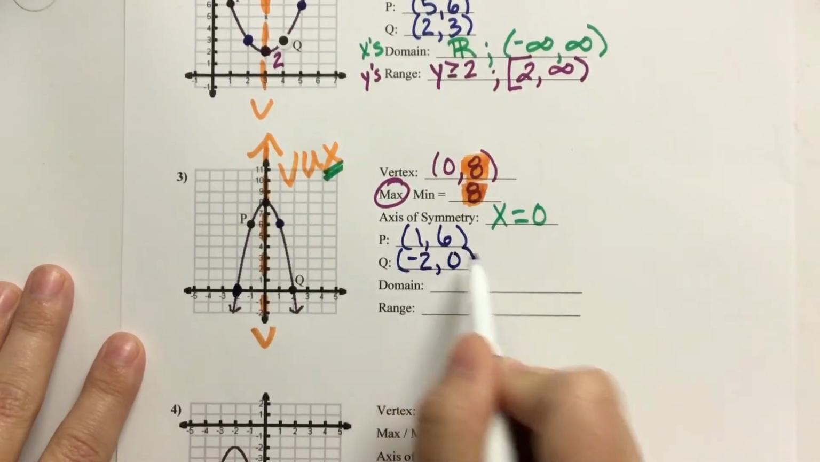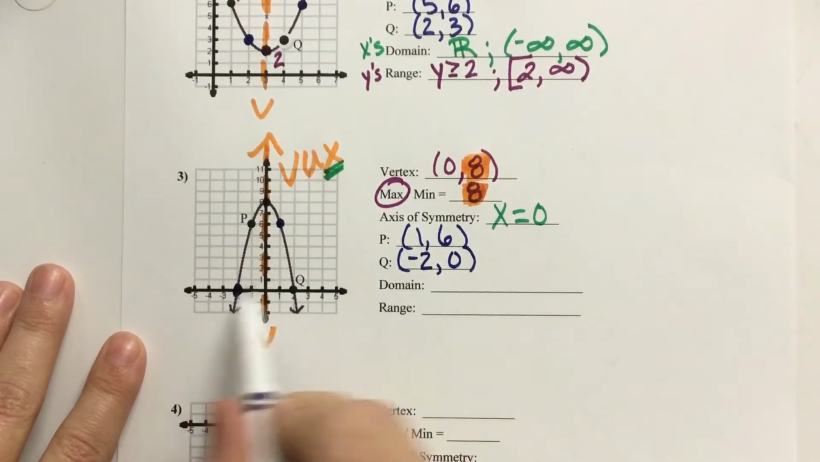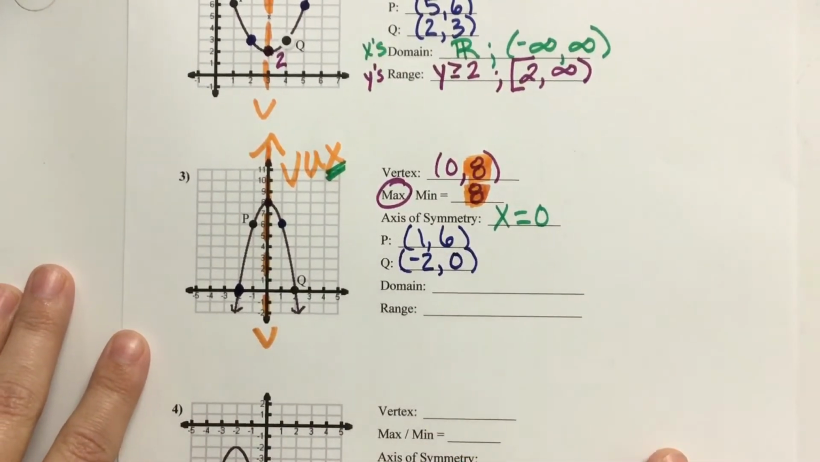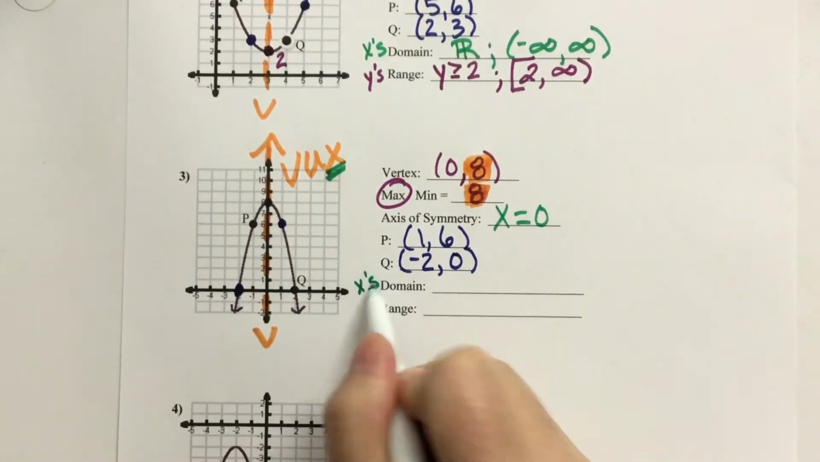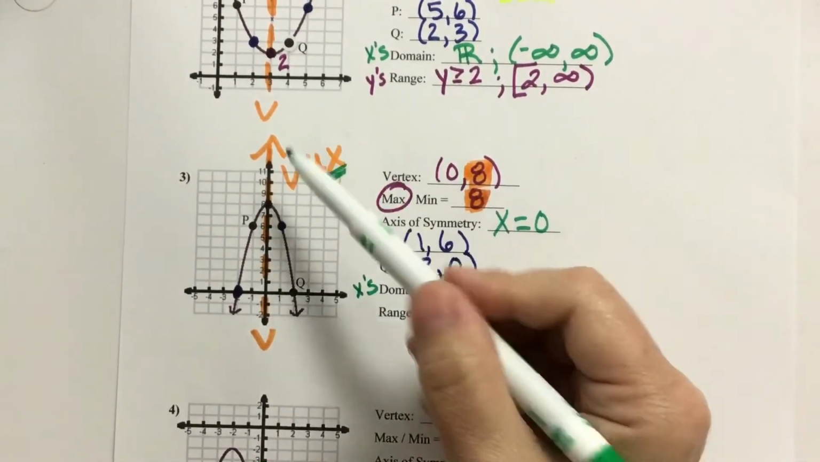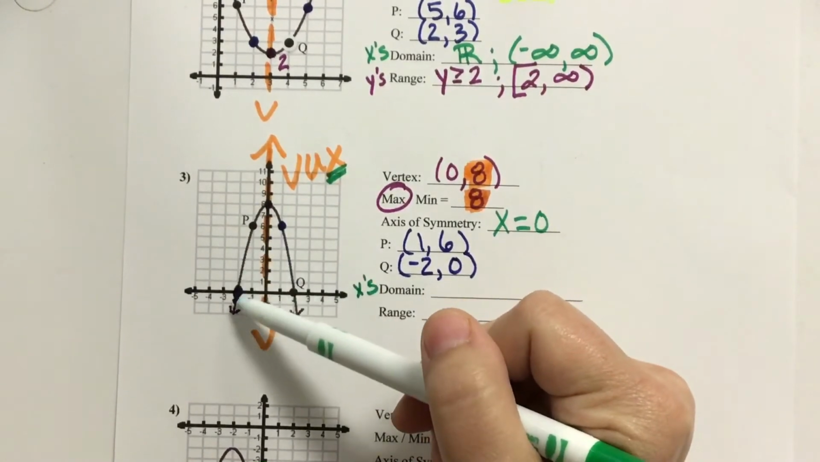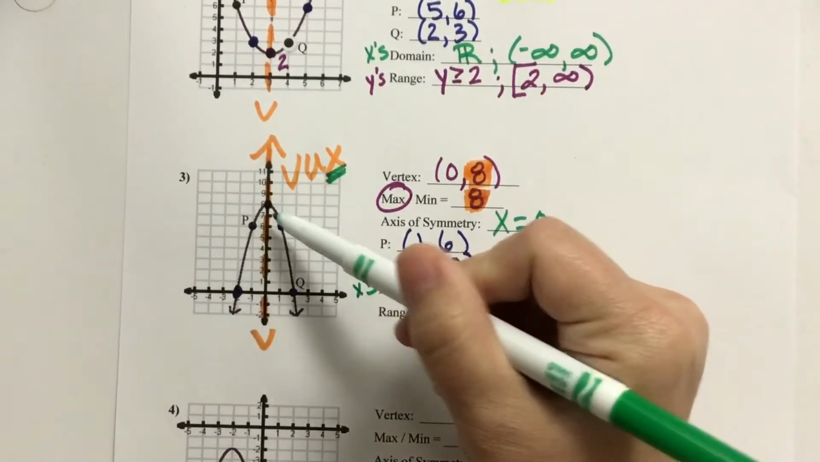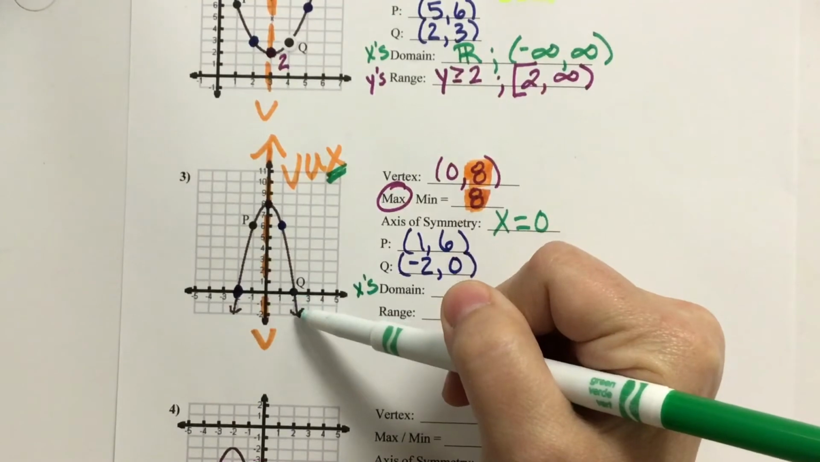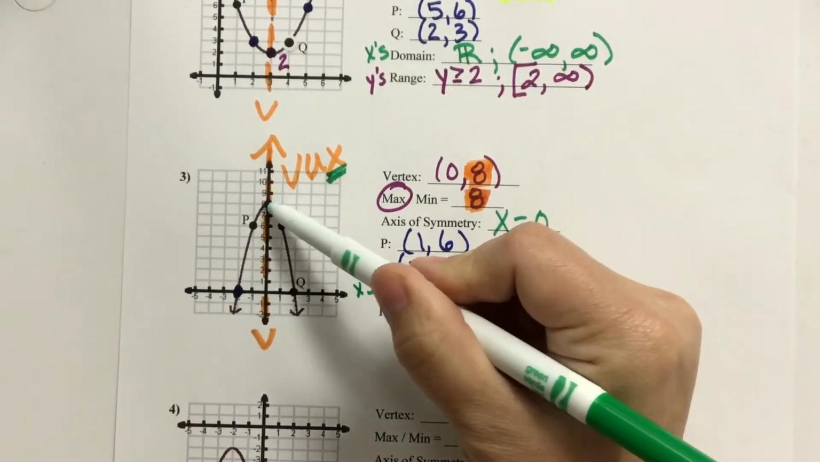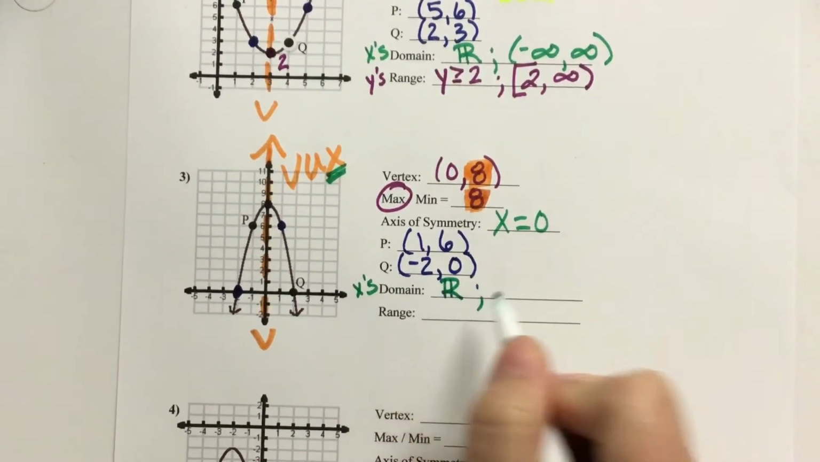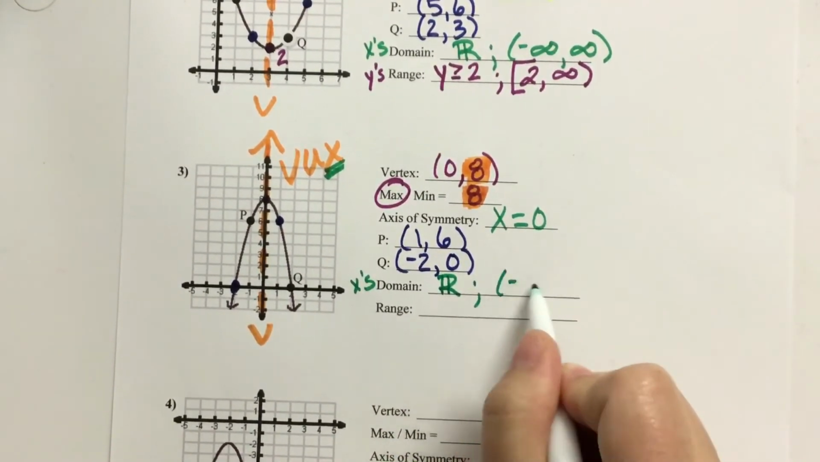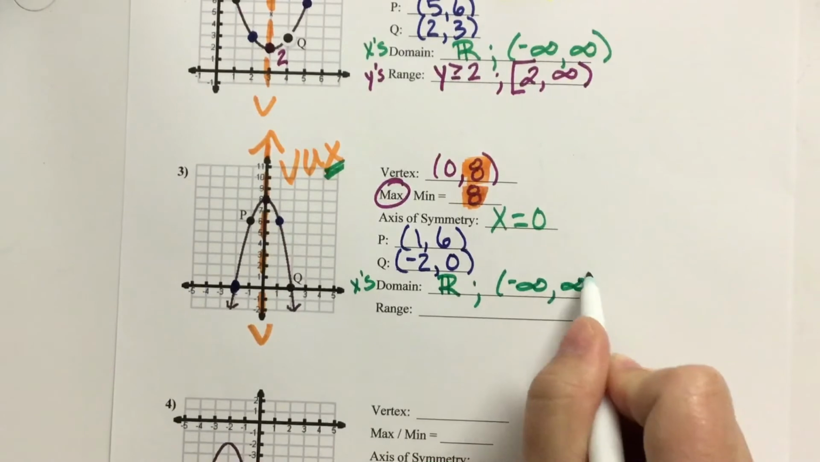Negative 2, comma 0. You go left 2, but you don't go up or down. Okay, now it's time for domain and range. So domain or x's, we're looking left and right. As I move my marker to the left, I hit an arrow, so I go forever left. As I move my marker to the right, I hit an arrow, so I go forever right. So if I ever go forever left, forever right, that's called all real numbers, which is also negative infinity, comma, positive infinity.